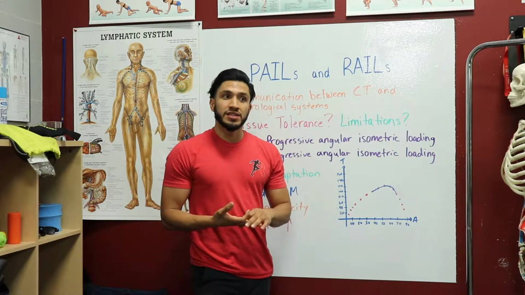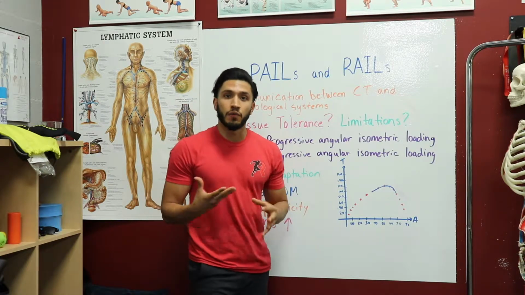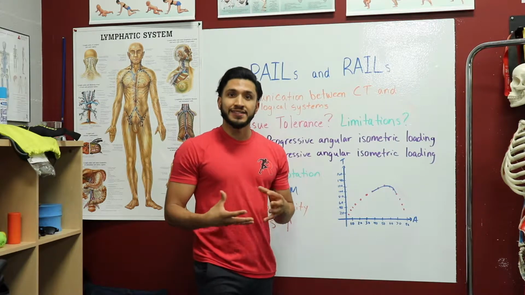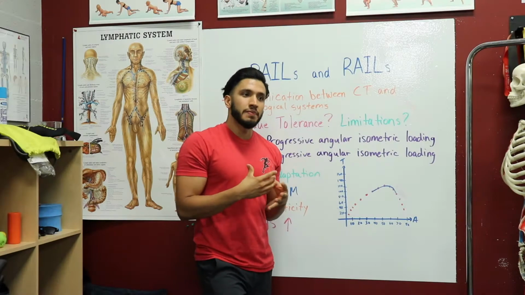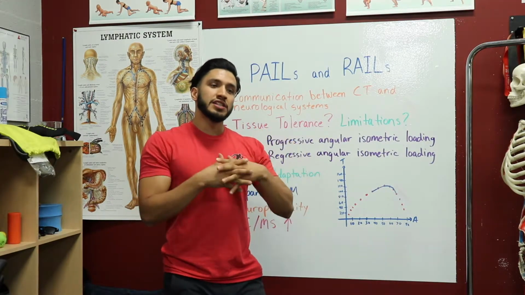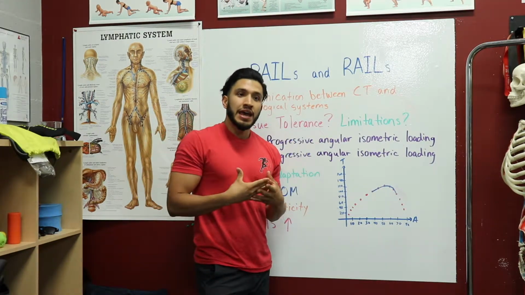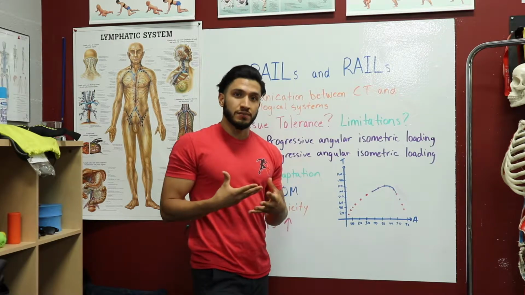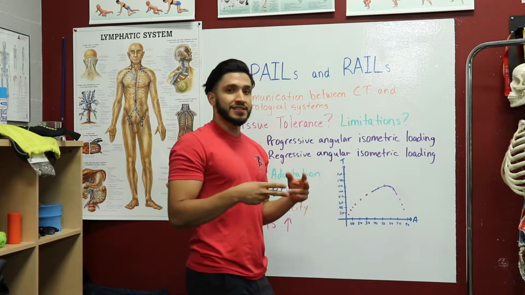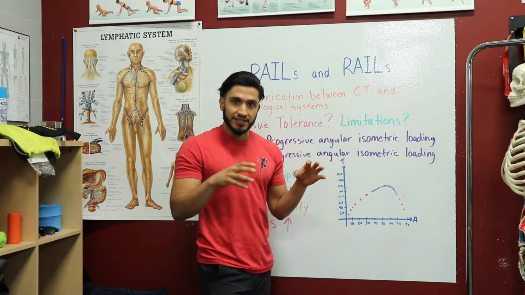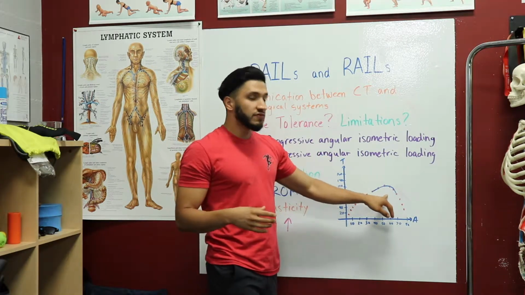You can also use it in a setting where you're limited in range of motion, where you can't necessarily acquire or activate that tissue. So you can think of PAILs and RAILs as a bridge between the connective tissue and the neurological system. If we look at the graph here, a lot of the time the nervous system grants us access or sets a default to the mid-range of motion.